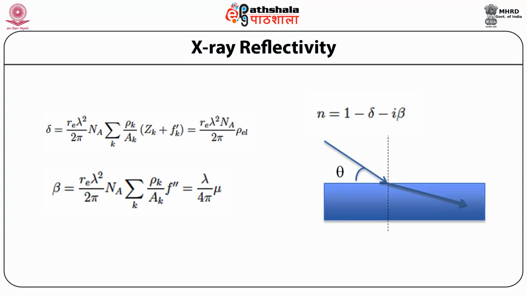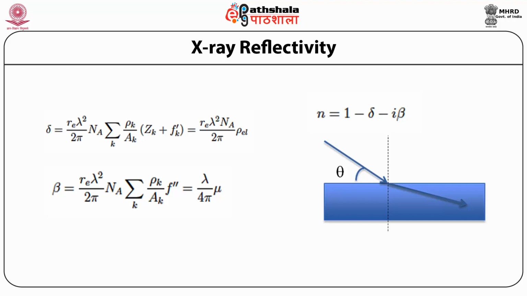X-ray reflectivity. Here we see that we have an X-ray impinging on a surface with an incident angle theta, and the refractive index n can be represented as 1 minus delta minus i beta. This is the refractive index for X-rays, where delta is the scattering power and beta represents the absorption.